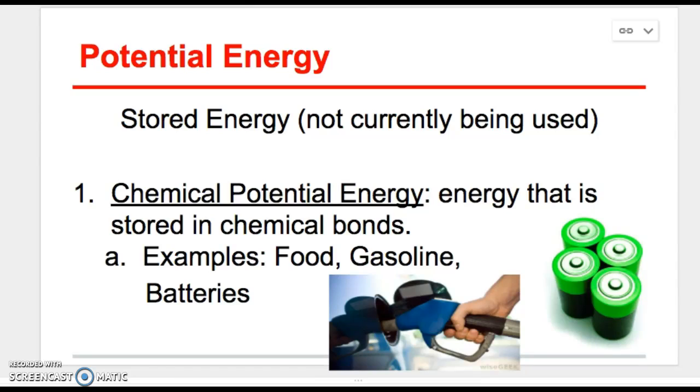One example of this is chemical potential energy, which is energy that is stored in chemical bonds, like ionic and covalent bonds that we've talked about before. Examples of this would be food, gasoline, and batteries.